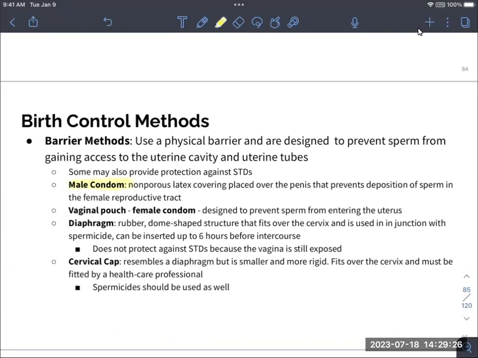The male condom, a latex covering that prevents sperm from entering that female reproductive tract. We have that vaginal pouch or female condom, which also prevents sperm from entering the uterus. The diaphragm is like a rubbery dome that can be inserted up to 6 hours before, but it does not protect against STDs, and that vagina is still technically exposed. The cervical cap is like the diaphragm, but smaller, and it fits over that cervix.